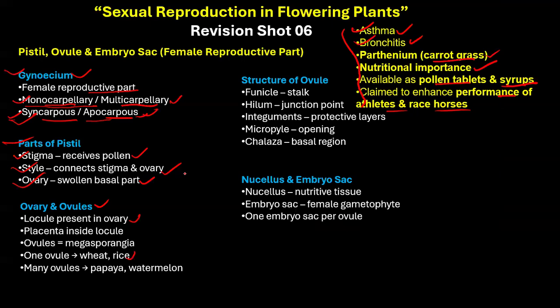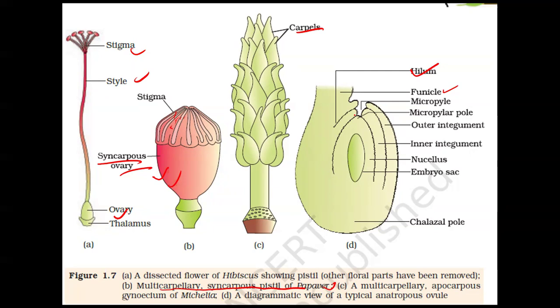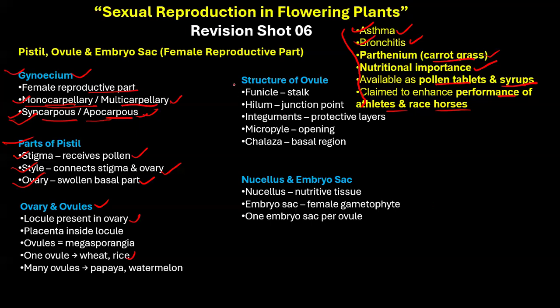Each ovule has one or two integuments which protect it. These are the integuments, outer and inner, for protection. The integuments do not completely cover the ovule and they leave a small opening which is called the micropyle. So this is the micropyle end of the ovule. Opposite the micropyle, you have another end, the basal end, which is called the chalazal end. Then structure of the ovule, as I told you: you have funicle, hilum, and integuments for protection. Micropyle end is there, chalazal end is there. Then nucellus and embryo sac.